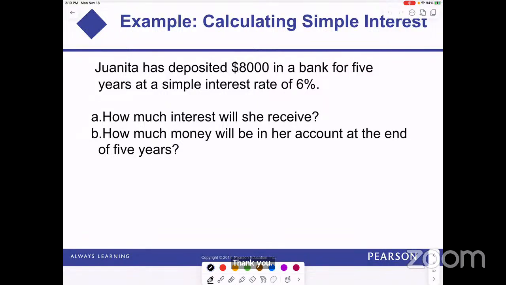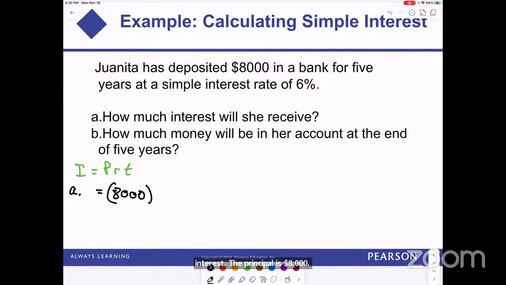Simple interest, right? Again, one of my mentors will say every time you use a formula, write it down. So simple interest is the principal times the rate times the time. So for part A, the principal is $8,000.